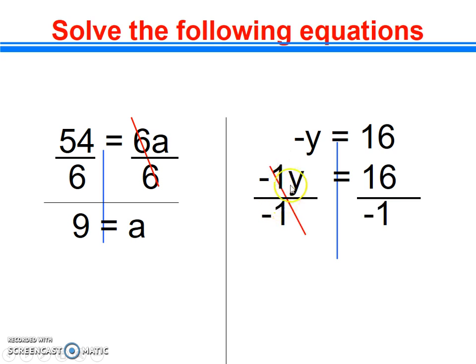Cancels out on the left here, leaving me with y is equal to negative 16. So essentially, we just needed to change the signs of everything to get y as being positive 1y, and then that made the 16 negative. All right, so that was solving using division.